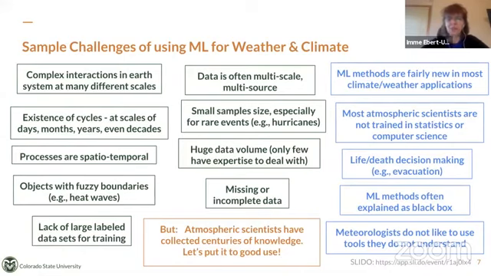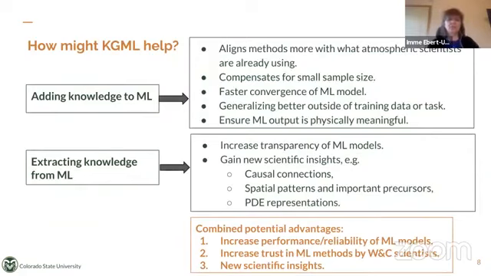So we have all these challenges, but as you see here at the bottom, we also have something that can help us a lot. Namely, atmospheric scientists have collected centuries of knowledge. And so we can put that to good use to try to address some of the challenges over here. Next slide, please. So how can knowledge-guided machine learning help?